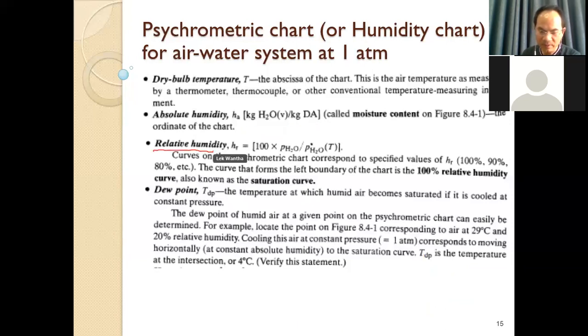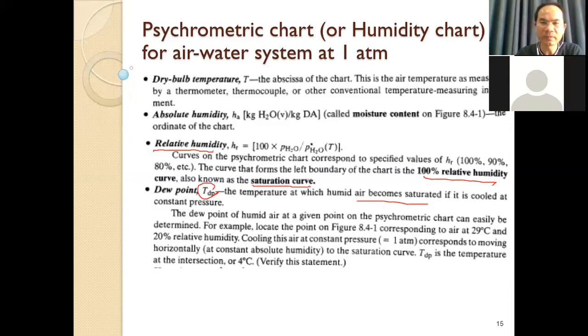Sometimes we can represent it in terms of relative humidity. Relative humidity is 100 multiplied by the partial pressure of water divided by the vapor pressure of water. It is also shown in the chart: 100%, 90%, and so on. If the humidity is 100%, we call it the saturation curve. Another point is TDP, the dew point temperature. The dew point temperature is the temperature at which humid air becomes saturated, or cools to the liquid phase. The dew point means the vapor condenses to the liquid phase.